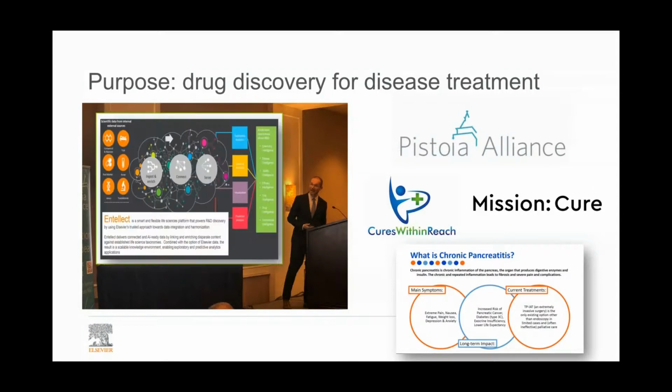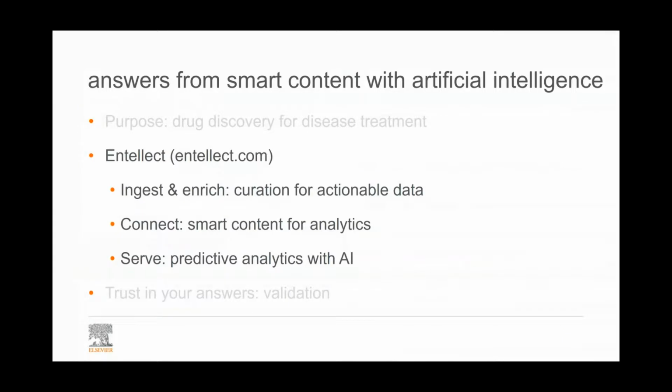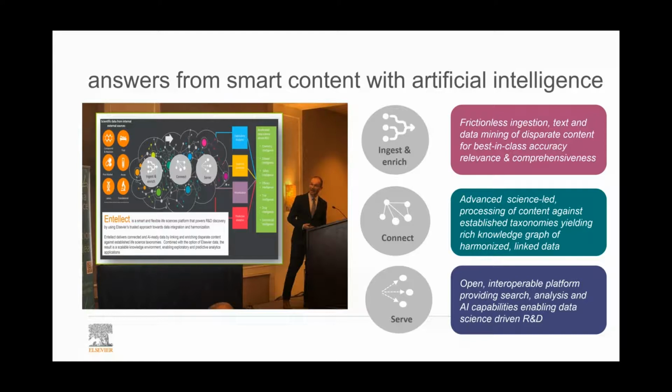So, as I said, we're using our data science platform, and I'll talk very quickly about that and how it relates to bringing together interoperable data. We have 3 pillars for this platform: the ingest, to bring the content in; the connect, which is about semantic data, bringing all of that data together in a graph and serving that up to AI systems.